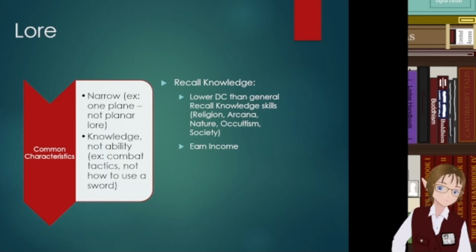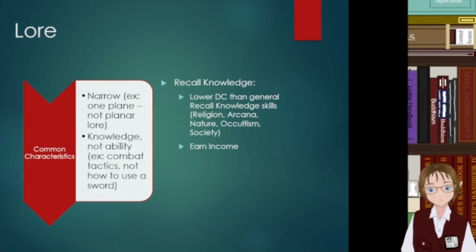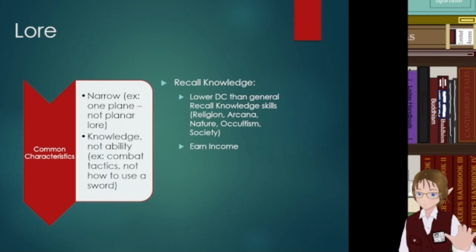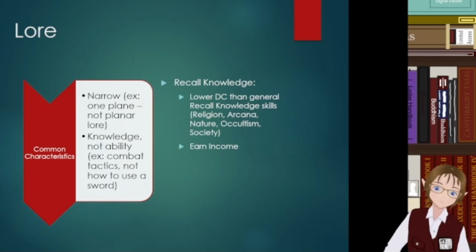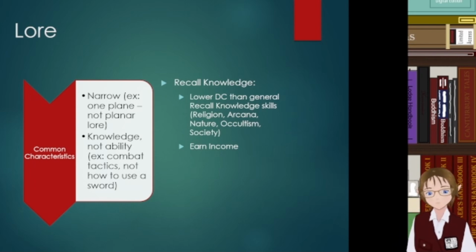And for that reason, recall knowledge checks with lore are at a lower DC than general recall knowledge checks, done with the skills religion, arcana, nature, occultism, and society. Those are the five core ones I kind of mentioned before. The other thing you can use recall knowledge to do explicitly is earn income. Again, you get a lower DC than if you're using a more general skill. But basically, the idea is this is the knowledge you've picked up on a certain area, usually before you start your adventures.